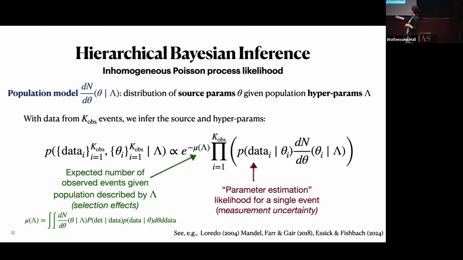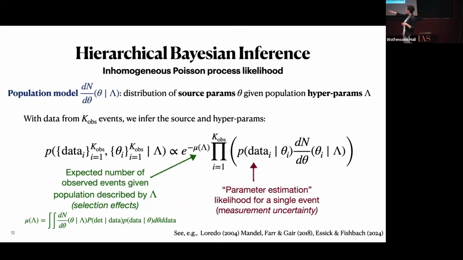If you have some population model, which just gives you the number of events per bin in theta, that's really the thing you're trying to learn: how many events do I have in each mass and redshift and spin bin. So that's this dN/dtheta, and we just parameterize this as a power law, for example, with these lambda parameters.